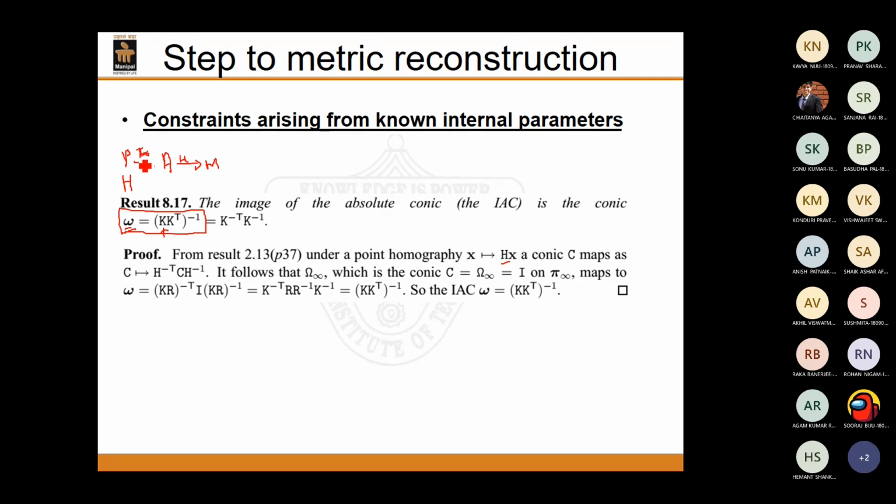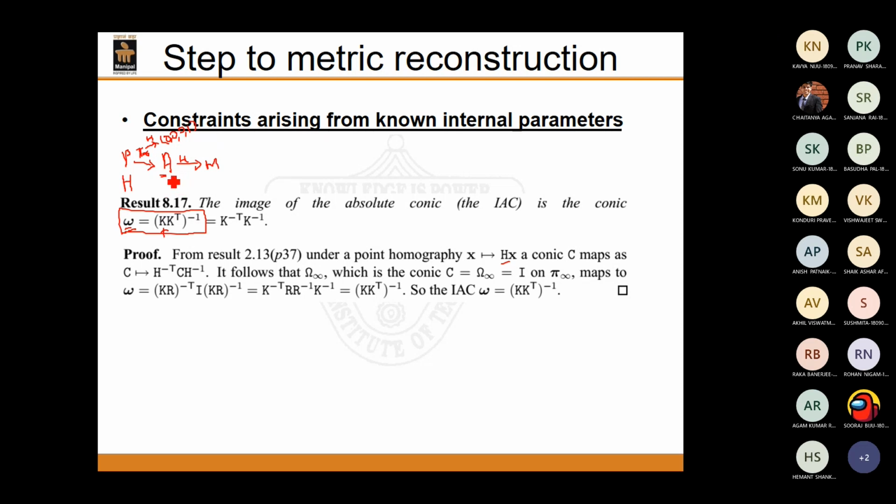And once I know pi infinity, I can map it to the true plane at infinity, which is given by the coordinate (0, 0, 0, 1). By mapping this to this, that mapping transformation H will give me the transformation matrix which is required to convert the image from the projective space to the affine space. That means I need to apply this H to all the points in the projective reconstructed image in order to get the affine reconstructed image.